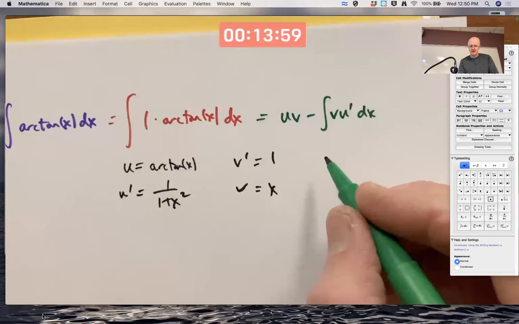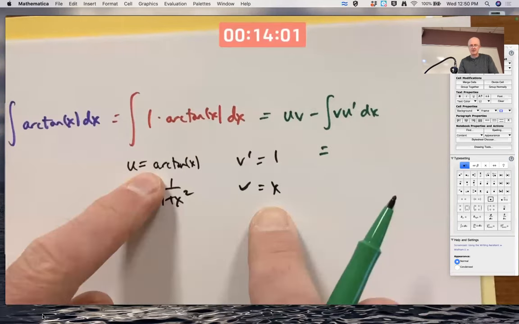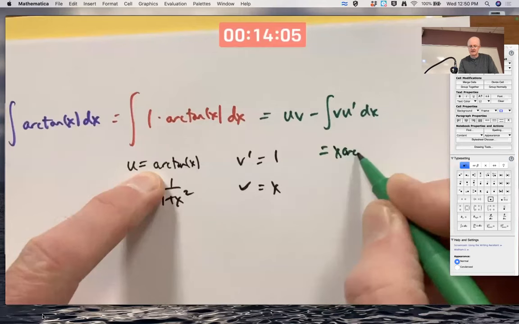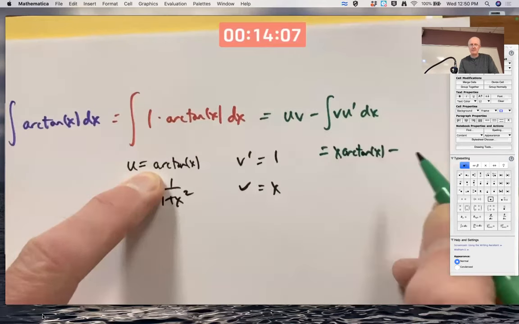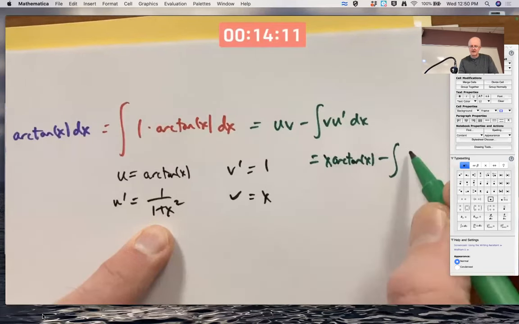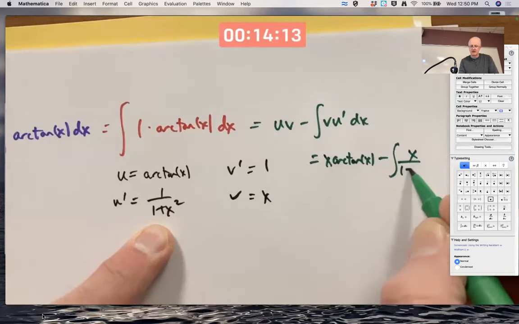So again, use it now. u times v is the product of those two things. x times arctangent of x minus the integral of the product of these two things, which becomes x over 1 plus x squared.